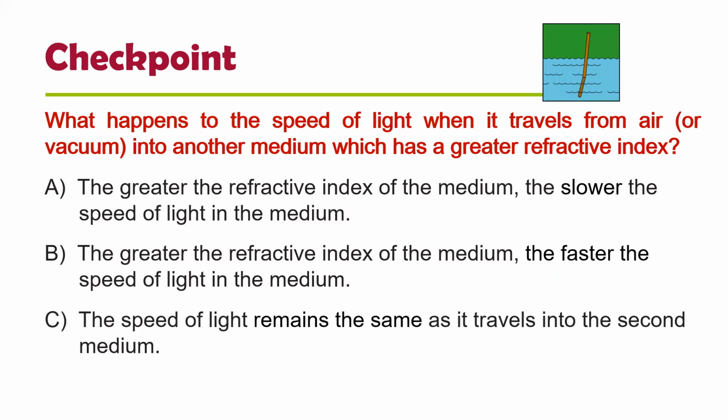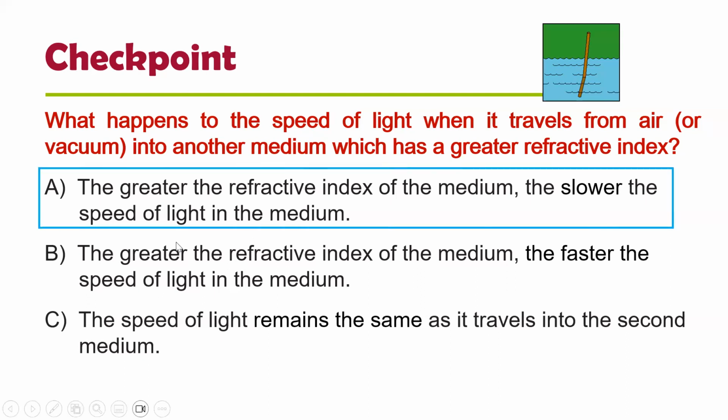Okay, so when you have a greater refractive index, it means the slower the speed of light. If I have a refractive index of 1.3, the speed of light slows down by 1.3 times. But if I have a larger refractive index of 2.5, the speed of light slows down by 2.5 times. So the answer is actually A. The greater the refractive index, the slower the speed of light. It means the medium is more optically dense, the speed of light will be slower, and therefore it will bend more.